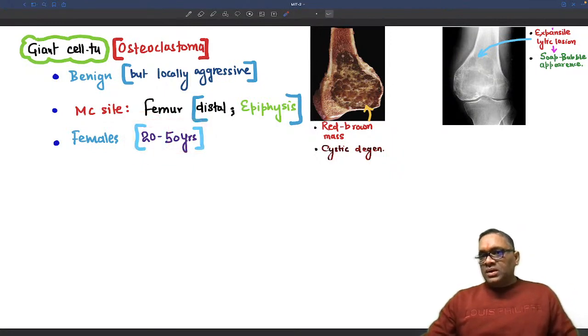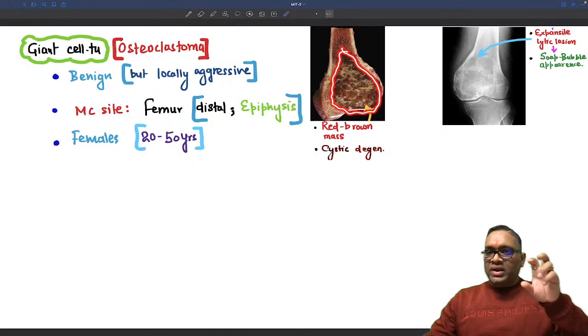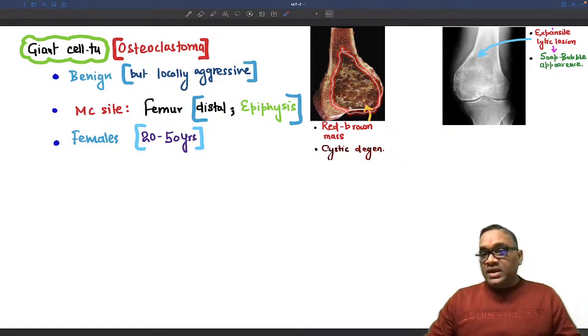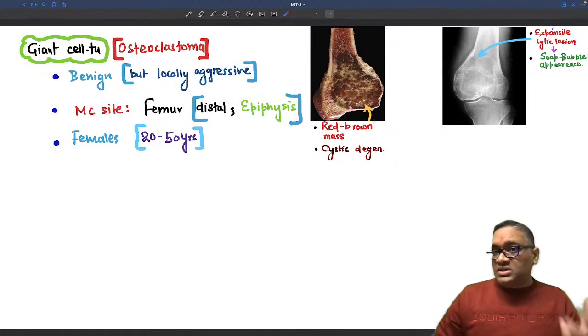Now you can see, this is the giant cell tumor, osteoclastoma. And how is this mass? If you compare with the surrounding, it is the red brown mass, and there are so many cystic degenerations. Red brown mass with cystic degeneration, that is the feature of the osteoclastoma or giant cell tumor on gross examination.